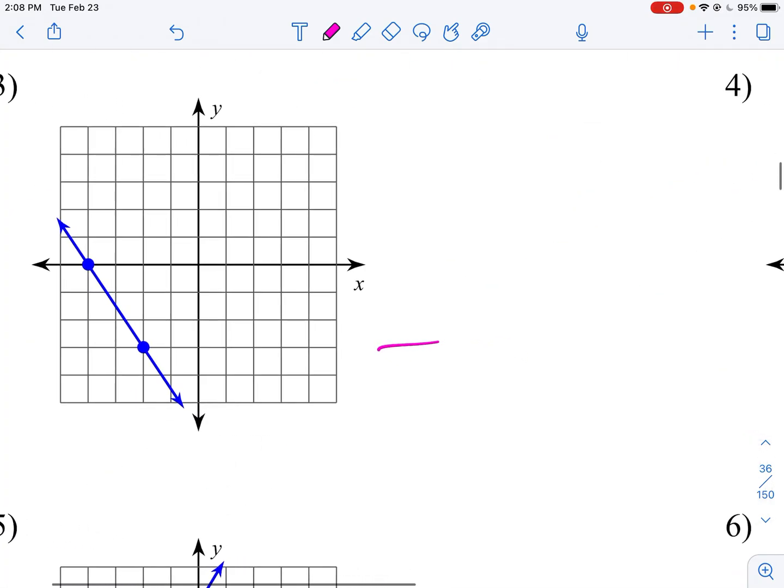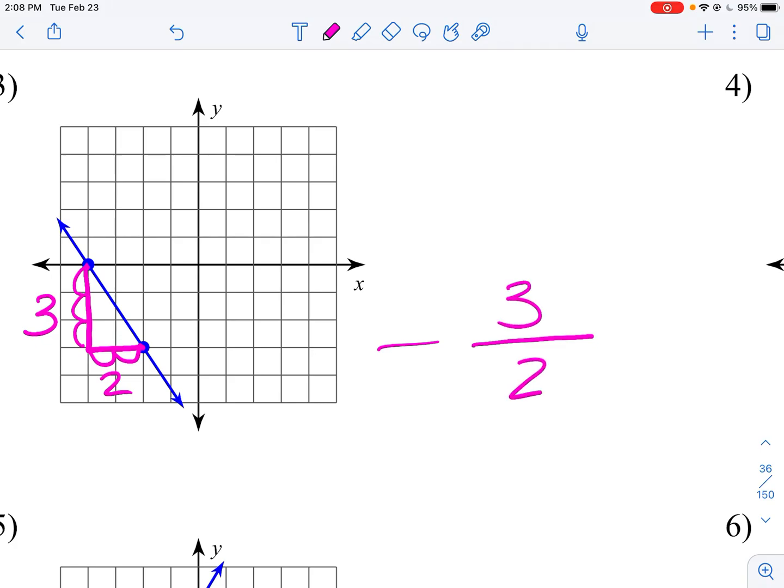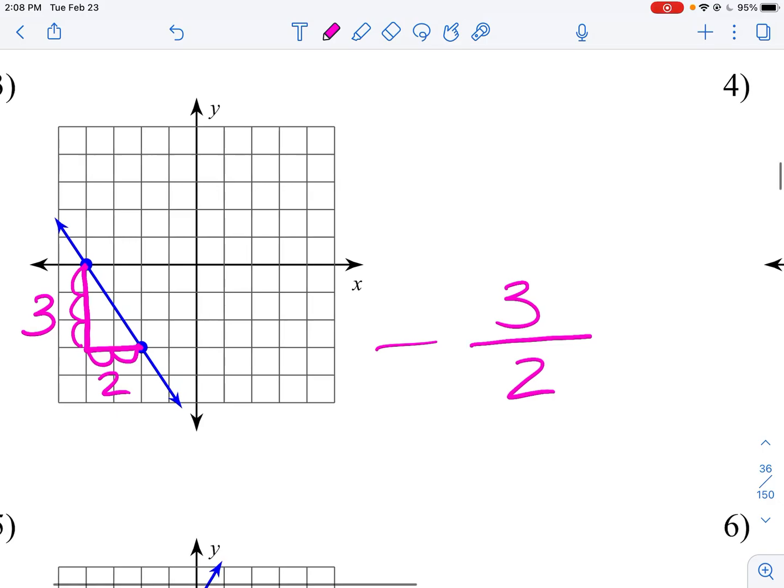On this one, it's a negative slope. So I'm going to draw my triangle. It's going up 1, 2, 3 times. It's going over 1, 2 times. So my slope is the rise, or the vertical, over the run, which is the horizontal, negative 3 over 2.